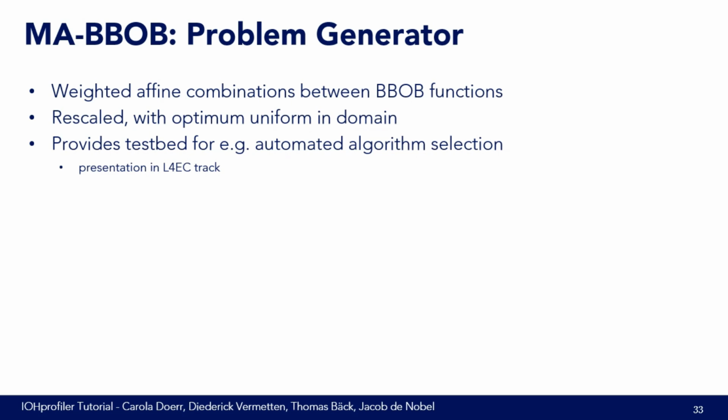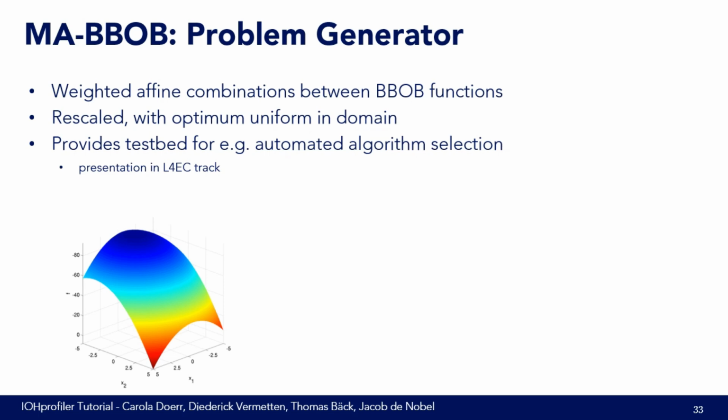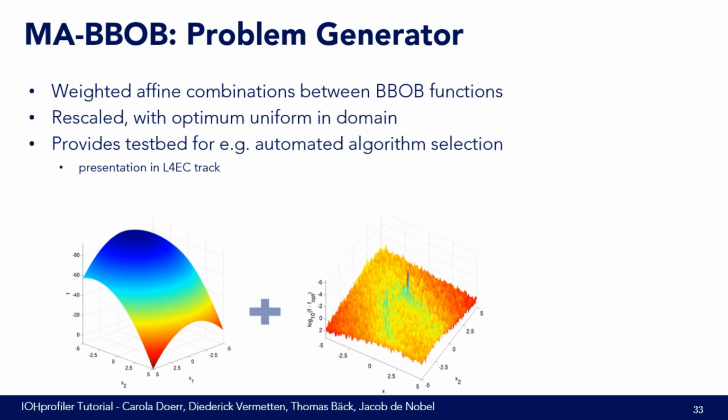There will be a presentation in the Learning for Evolutionary Computation track about instance selection using this generator testbed, but at its core it's just a way to combine together these different existing benchmarks and generate many new combinations that hopefully share some properties but are not exactly the same as different instances of these very commonly used BBOB functions.